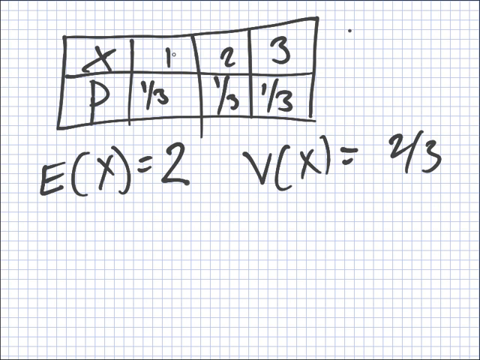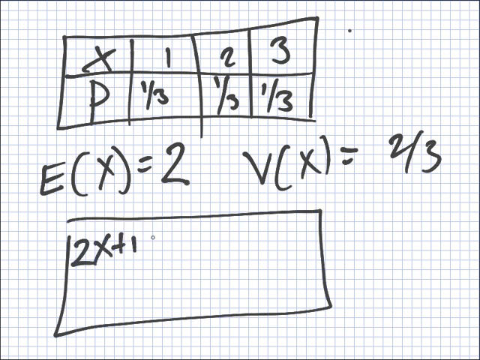It's 1 squared times 1 over 3 plus 2 squared times 1 over 3 plus 3 squared times 1 over 3 minus 2 squared. Yeah? Is that okay, guys? Yeah? Now, here's another one for you to try.